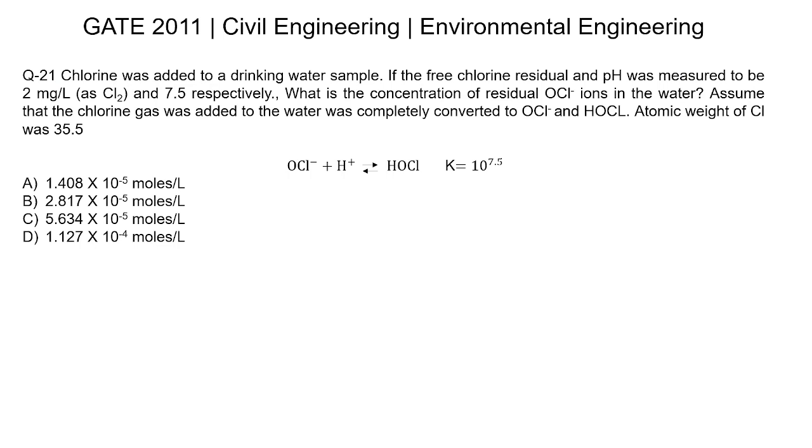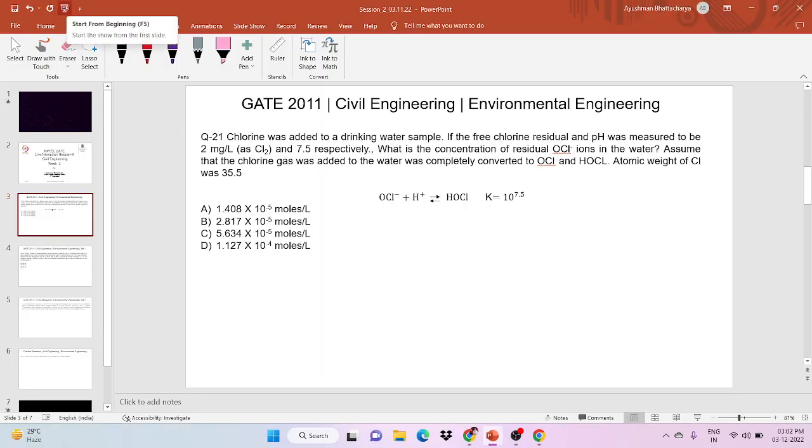The question says chlorine was added to a drinking water sample. If the free chlorine residual and pH were measured to be 2 milligram per liter as Cl2 and 7.5 respectively, what is the concentration of residual OCl minus ions in the water? Assume that the chlorine gas added to the water was completely converted to OCl minus and HOCl. The atomic weight of Cl is 35.5. They have given one equation where OCl minus plus H plus reacts and forms HOCl, and the dissociation constant value is 10 to the power 7.5.